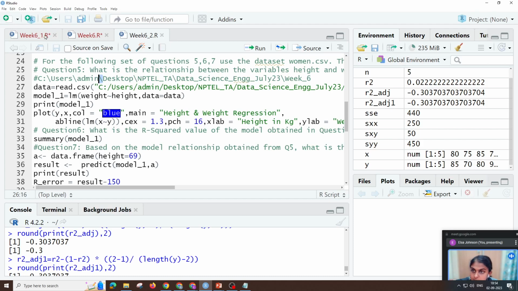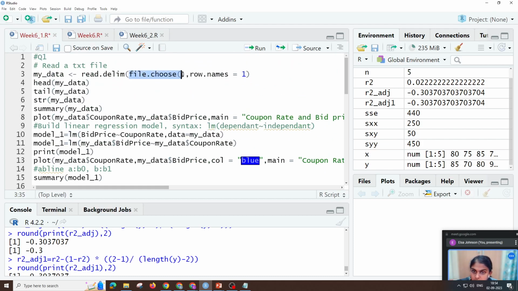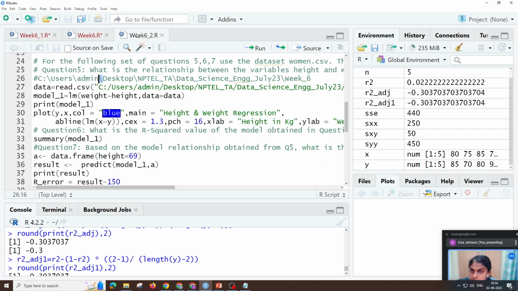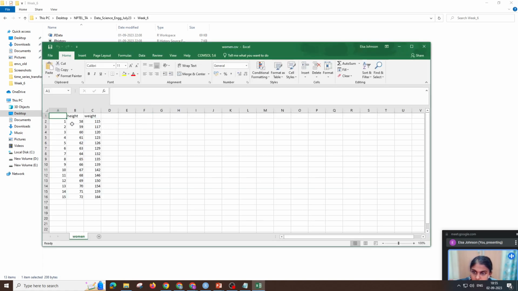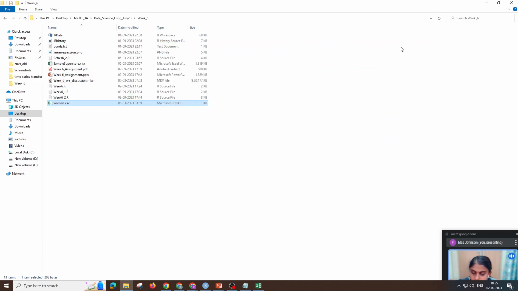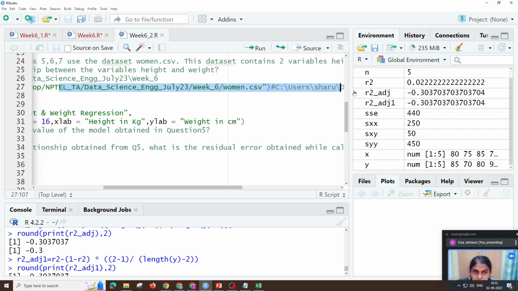Another option instead of using this one is to directly give file dot choose. Anything you can do. So this particular data is like this. Height and weight values are there, and about 15 observations. Here also there is an extra column giving the serial number. So what we will do is look at this path and give read.csv since it's a CSV file, and this is the whole path.